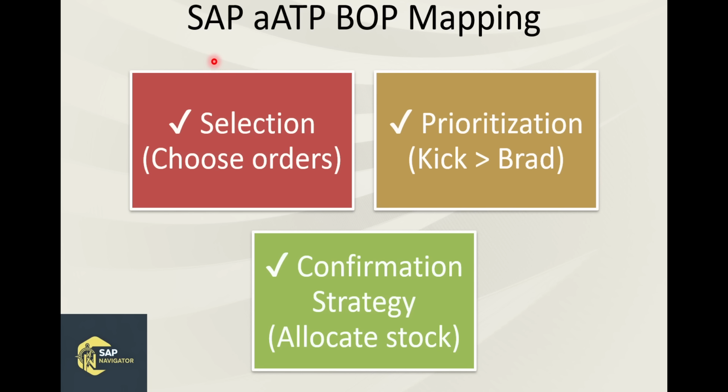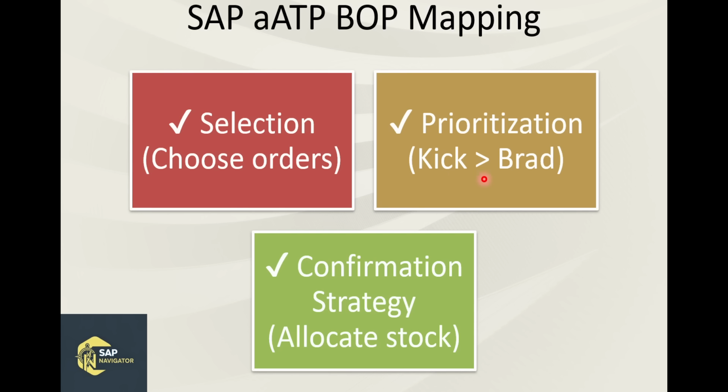So how will SAP aATP BOP mapping happen? First it will do selection. How is selection done? Based on the strategies, like win strategy and lose strategy, right? Based on the strategies, the system will decide which orders will come to which strategy. Then it will do the prioritization. We have different prioritization rules, based on delivery priority, different customer, or region. Based on these prioritization rules, it will prioritize the orders.